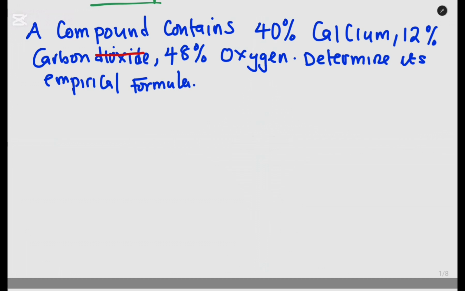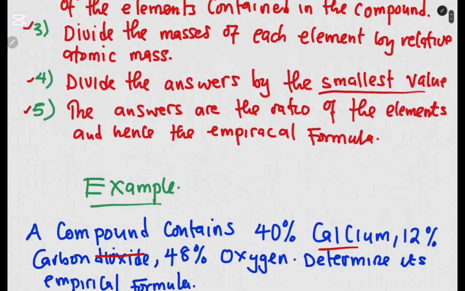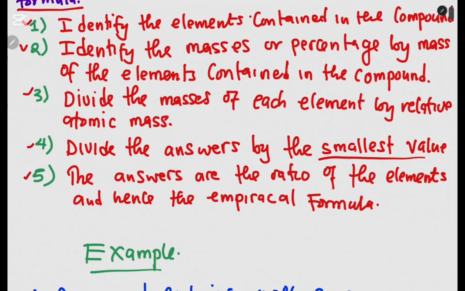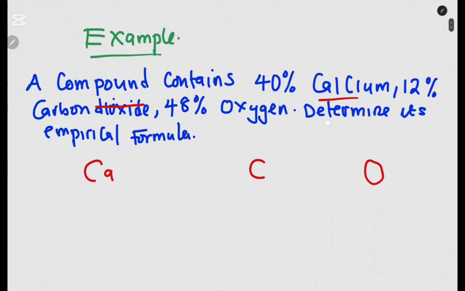So what are we going to do in this case? Look at the first step. We said we identify the elements in the compound. So in this case, we have calcium, so I can write here calcium, Ca. Then we have carbon, I can put C here. Then we have oxygen, I can put O here. I can align them like this. Then what is the second step? If we go back, the second step is to identify the masses or percentages by mass of the elements contained in the compound.